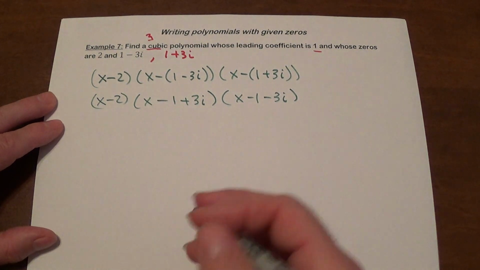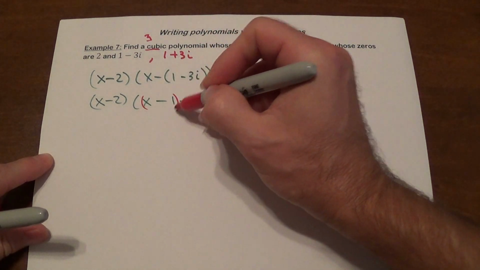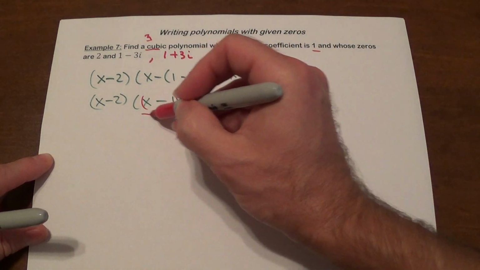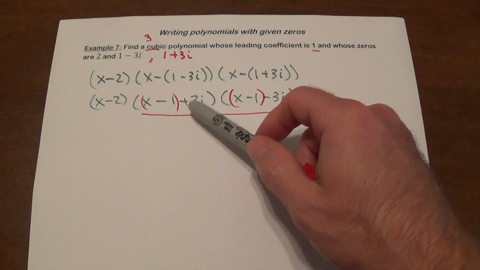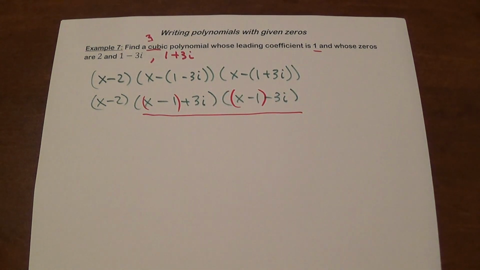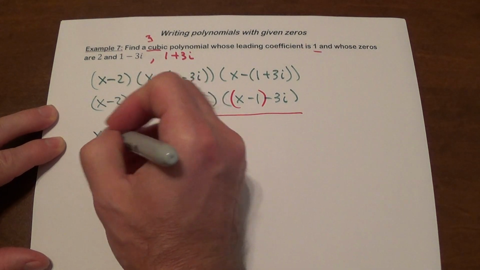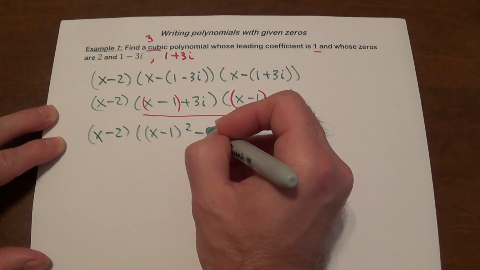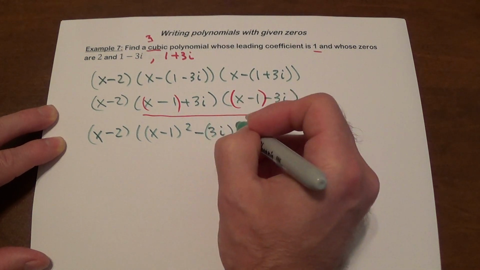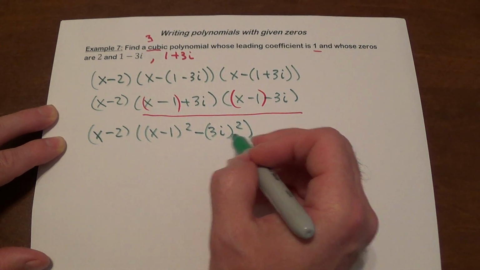And now we are going to wrap parentheses around x minus 1 here and here. And what you're going to have here is the difference of two squares: x minus 1 plus 3i, x minus 1 minus 3i. That's the difference of squares. So x minus 2 times x minus 1 squared minus 3i squared. 3i squared will give you minus 9.